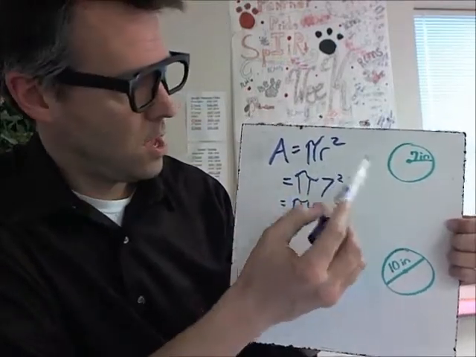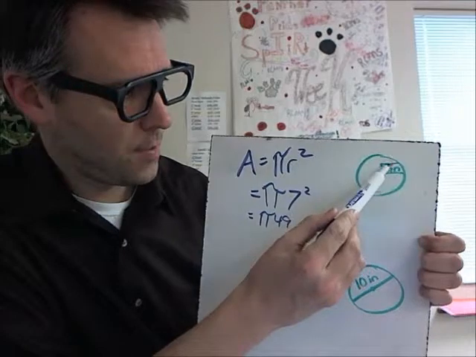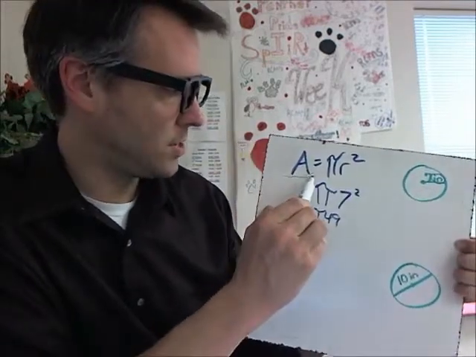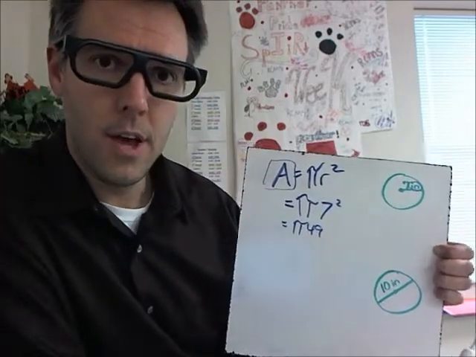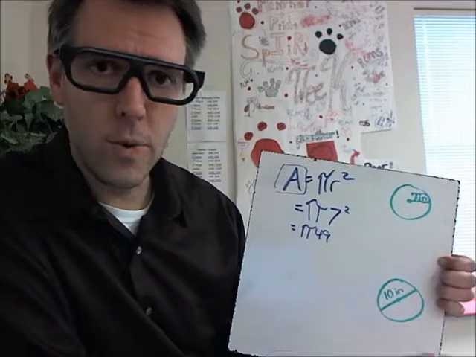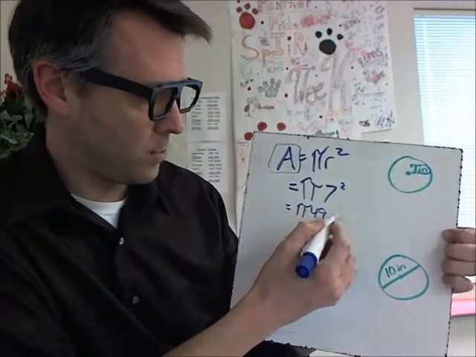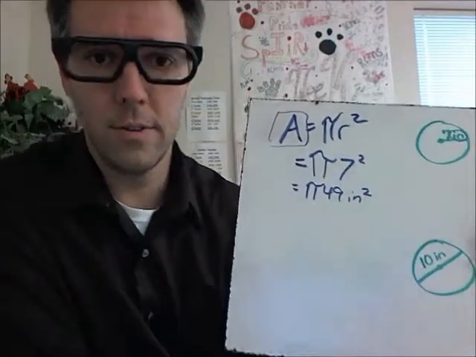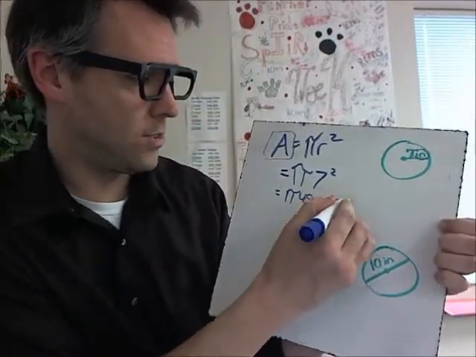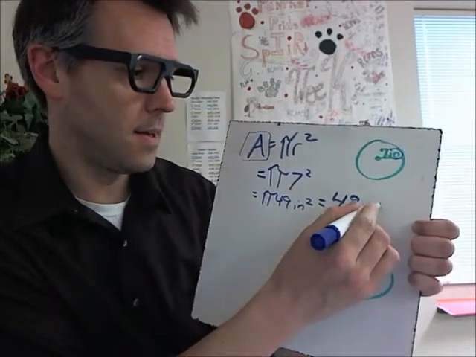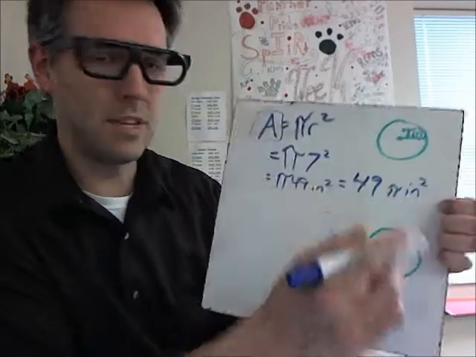What are we talking about over here? We've got some inches. We're talking about inches. And whenever you're discussing the area of a shape, your answer is going to be squared. Inches squared, feet squared, yards squared, whatever. So, we have pi 49 inches squared. Now, I always like to write it as 49 pi inches squared. I like the number first.